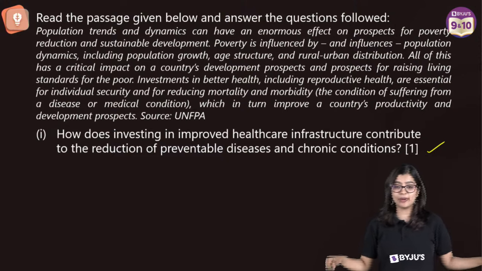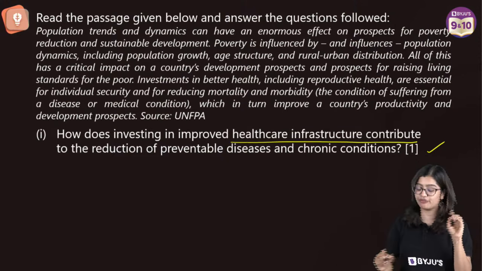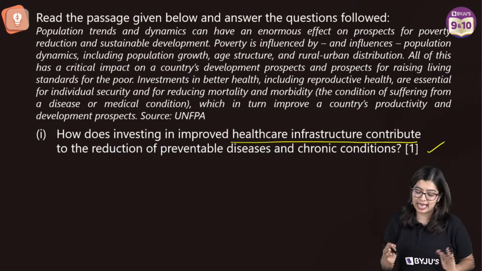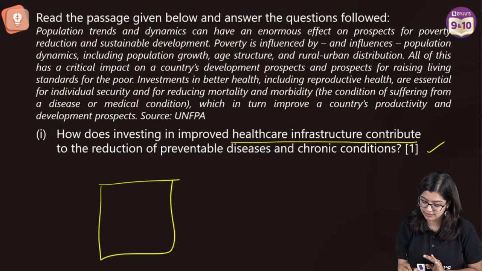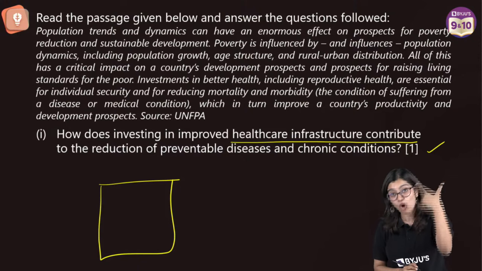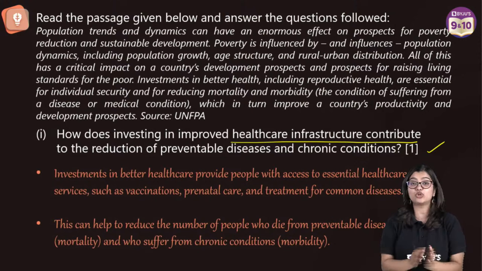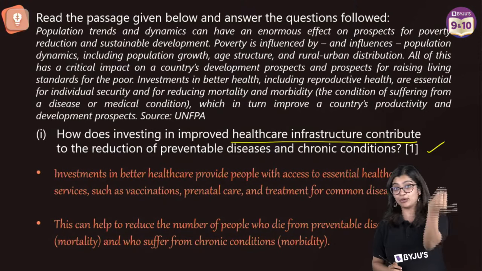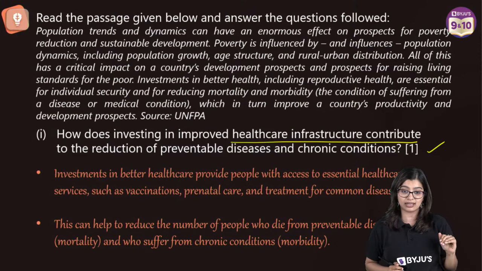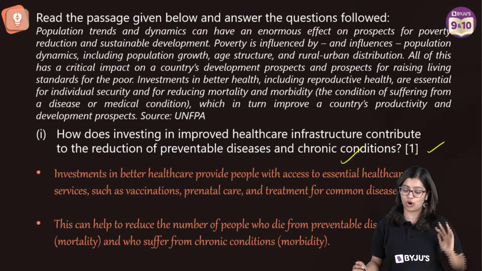Okay, so how do we do this? Now we're talking about investing in healthcare infrastructure. Which means that if I have better healthcare services, more accessibility to hospitals, more people employed in healthcare sectors, it would mean that now I am able to treat such diseases. I'm able to do research and understand how I can tackle those diseases and such chronic conditions.